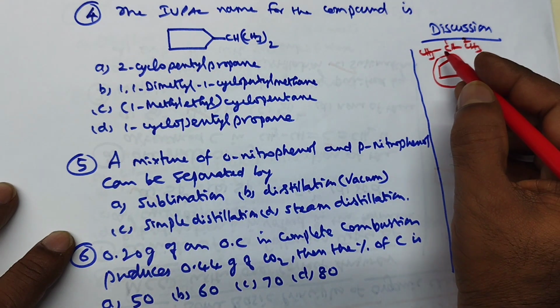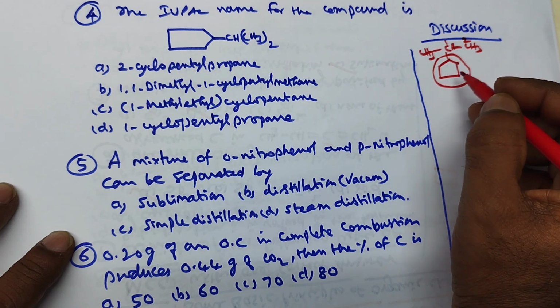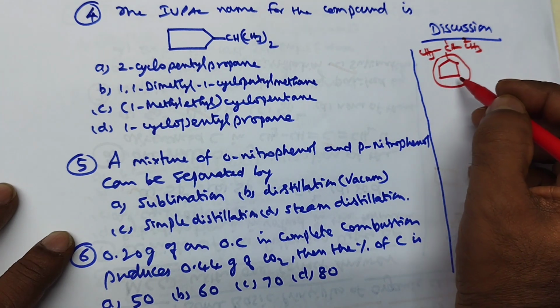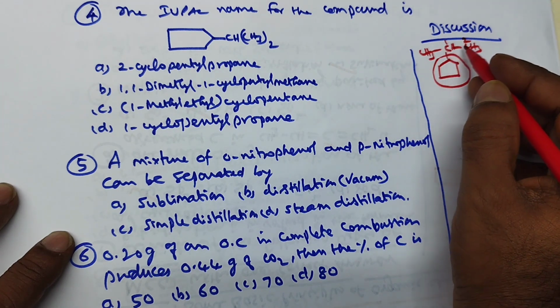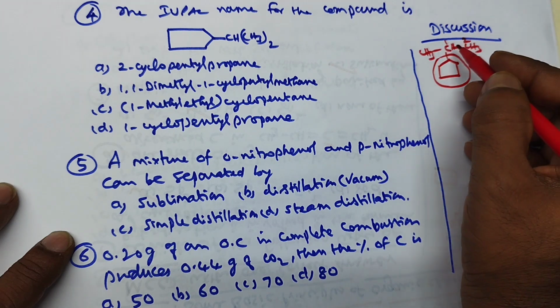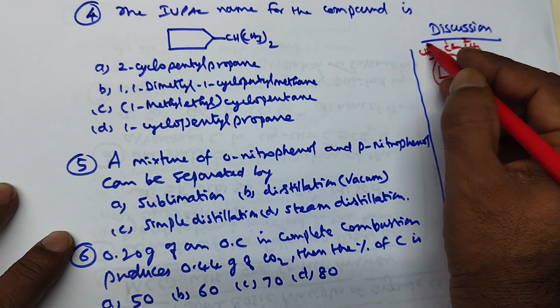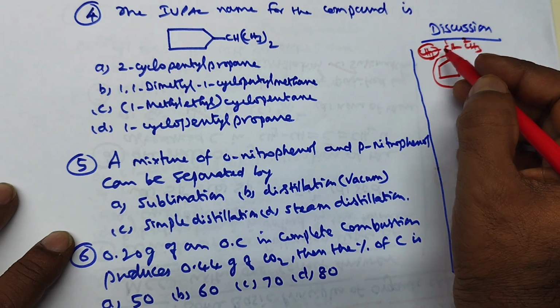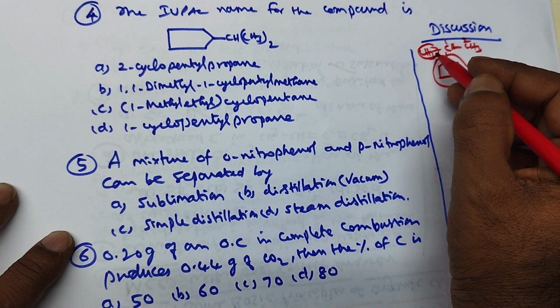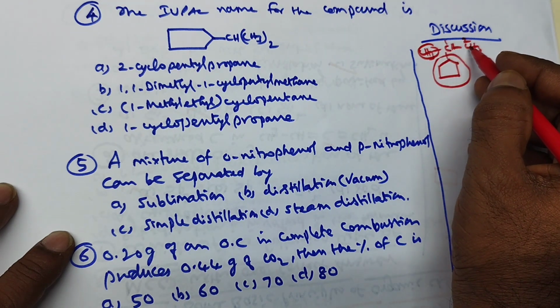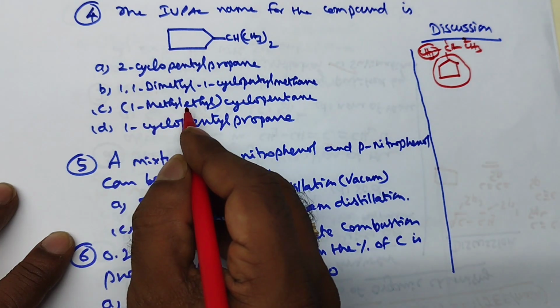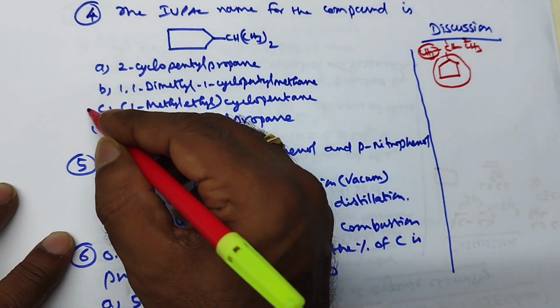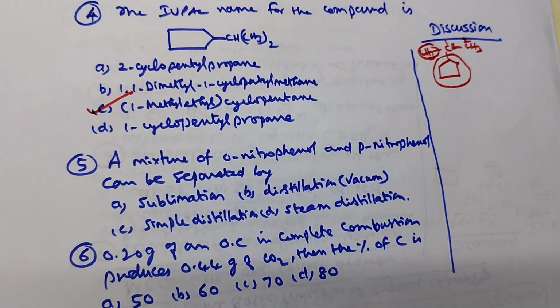You have to think about the parent name. Always the maximum number of carbons should be the parent name. So this may be the parent name, and this is the substituent. You have to give the numbering 1, 2, and this is another substituent attached to the first carbon atom. So 1-methyl, this is ethyl. So 1-methylethyl cyclopentane is the correct IUPAC name for this compound.